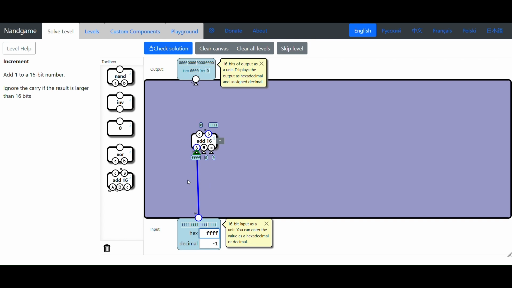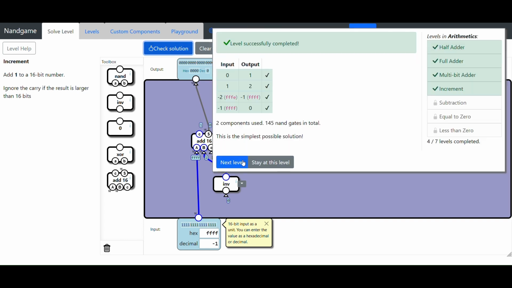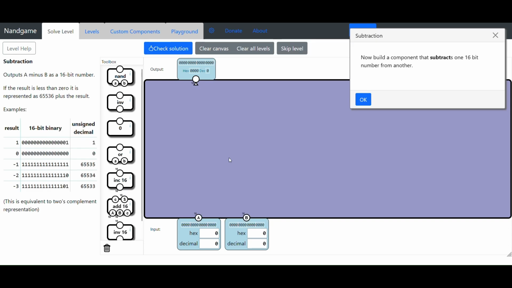And then if it's greater than 16 bits, okay, let's just start with incrementing it first. So we have a 0 output here, which leads to a 1, which adds to this number here. And if it's larger than 16 bits, we ignore the carry. Under what situation would this be bigger than 16 bits? Oh yeah, if it was F, F, F, F. And so it would be larger than 16 bits, so we ignore that carry. And that should work, yes. Simplest possible solution. Let's get going to subtraction.